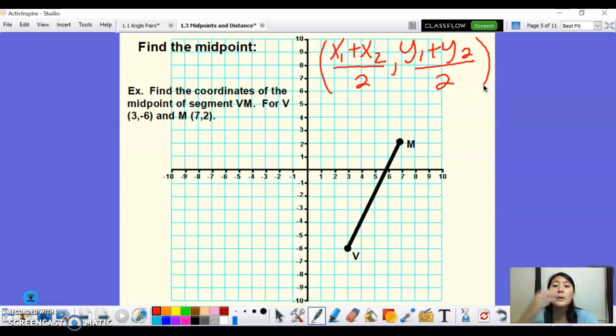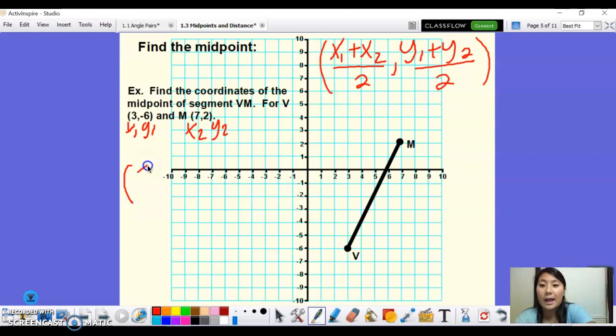So again, it's the midpoint formula, but we just have to do it once for the x values and once for the y values. For me, it doesn't really matter which one is your x1 or x2, but make sure you label them. So here, I'm going to label this x1, y1, and then I'm going to label this x2, y2. So the 3 is my x1 and the 7 is my x2. You could have done it the other way, if you wanted V to be your second point and M to be your first point. It does not matter.